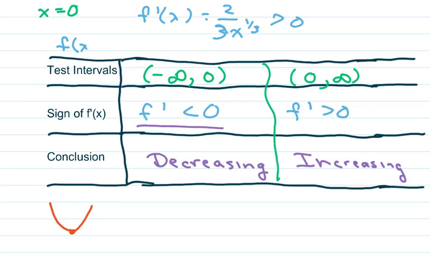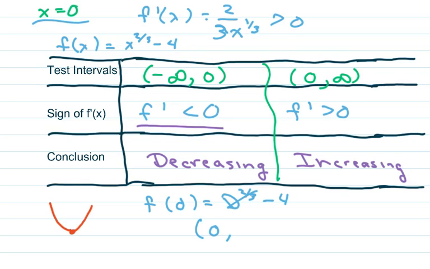of x equals x to the 2/3 minus 4, and I'm going to plug in my critical number, or my point of discontinuity. So I have f of 0 equals 0 to the 2/3, which is just 0, minus 4. So at (0, -4), we have a relative minimum, since it's decreasing first, then increasing. So that's a relative minimum.